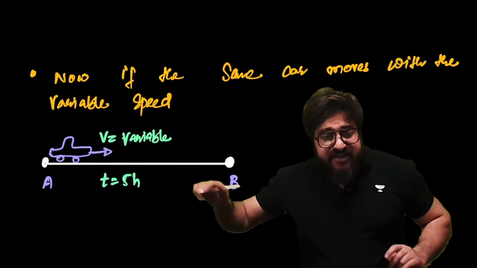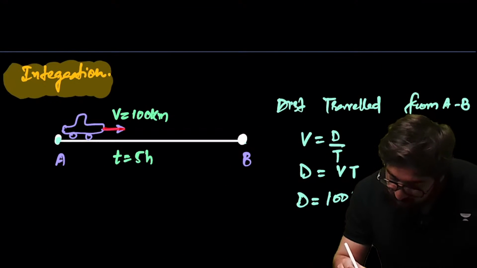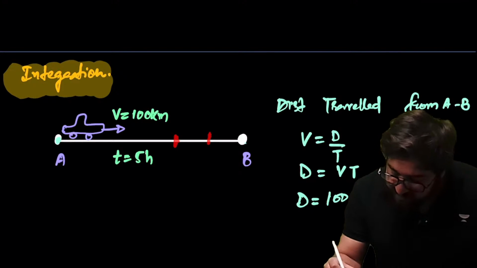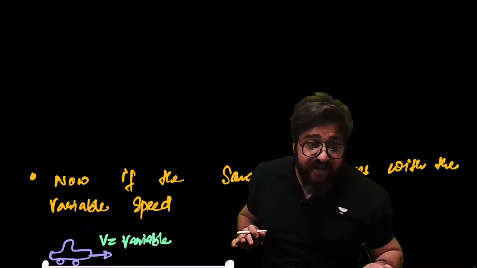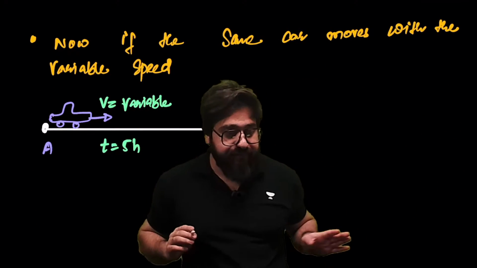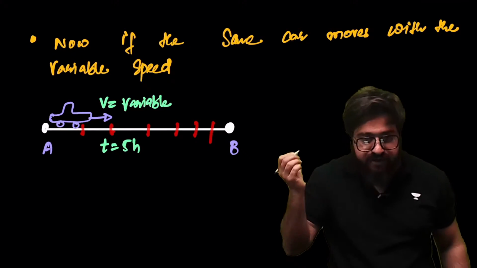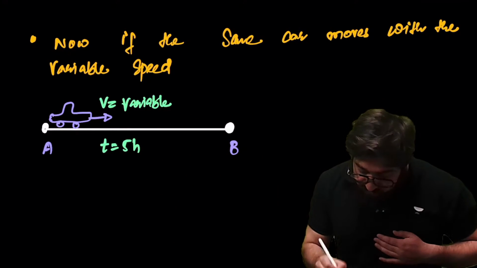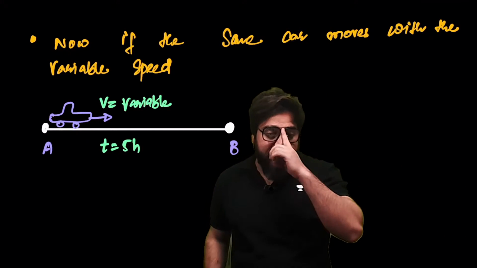Now, if the same car moves with a variable speed. In this case, I'm saying the speed of the car is constant. Here it is 100, here it is 100, here it is 100. At every point, the speed is the same. But if this car is moving with variable speed, let's suppose 100, 200, 50, 30, 40, 500, something like that, how to find the displacement in this case? It is difficult to find the displacement.